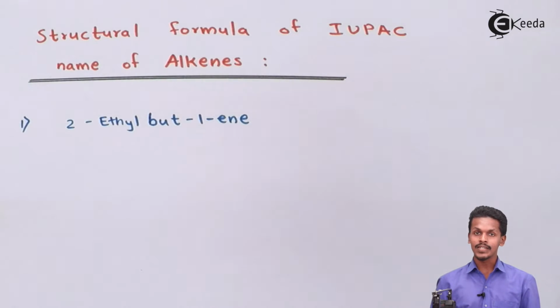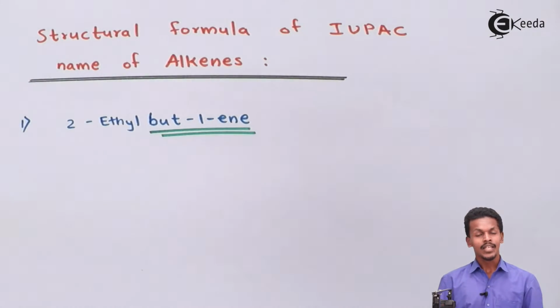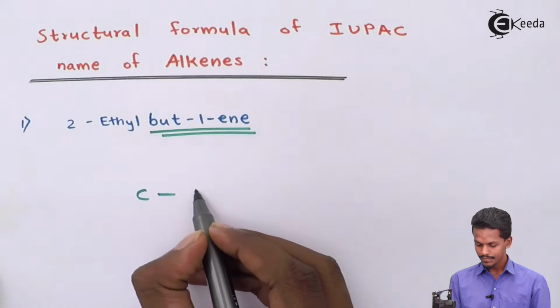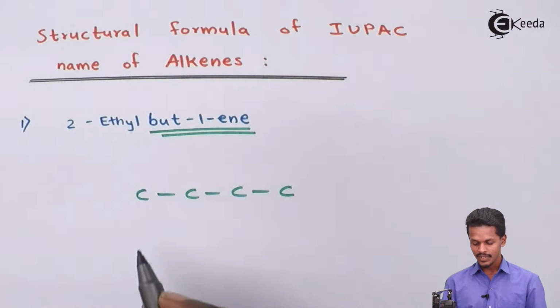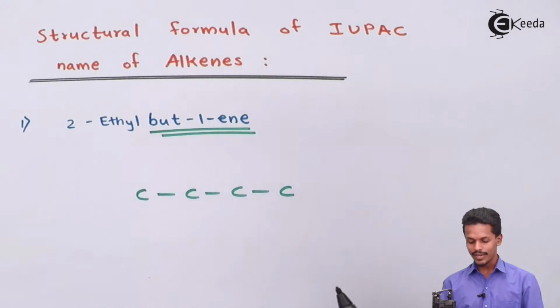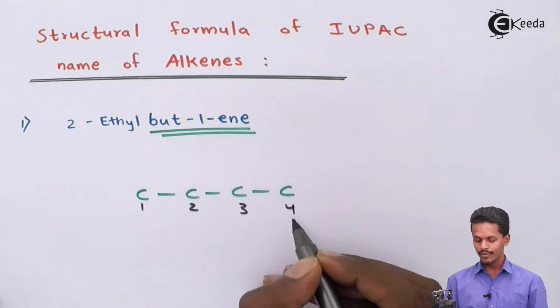The main thing we have to consider is the parent name, and the parent name of this alkene is but-1-ene. The name itself suggests that butene will have 4 carbon atoms. So that's the reason we will draw 4 carbon atoms in this way. These are the 4 carbon atoms that we have drawn, and now we will number them. We can number from any side, left to right or right to left. So let me name them carbon number 1, 2, 3 and 4.